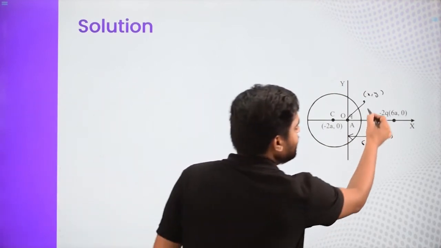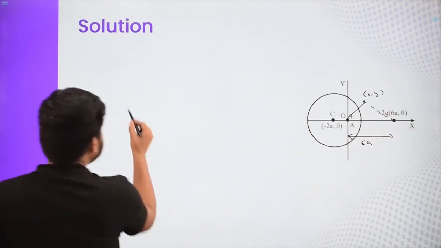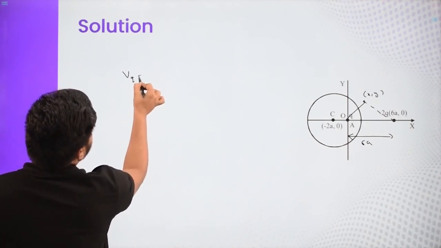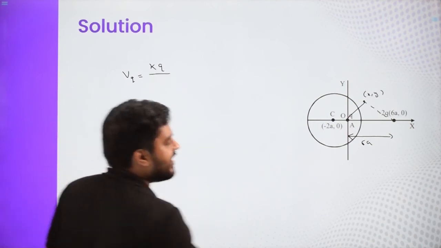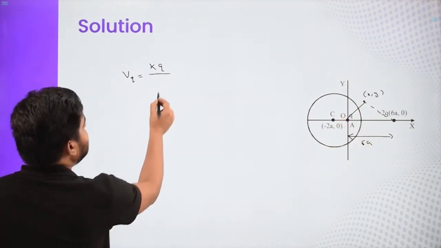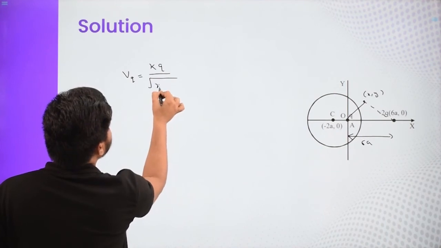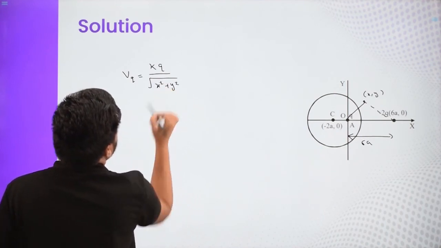So how do we write the potential? Potential due to q is nothing but kq by r. What is r? r is this distance, and this distance is nothing but root over x square plus y square.